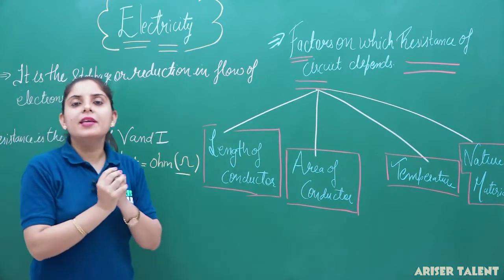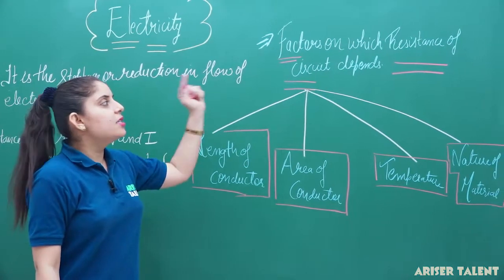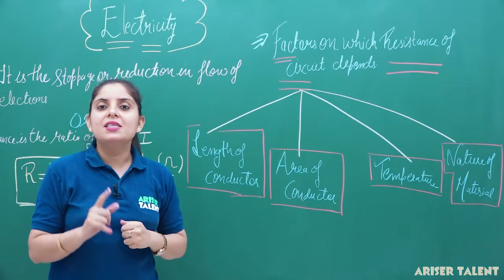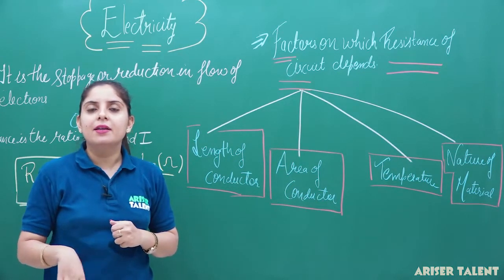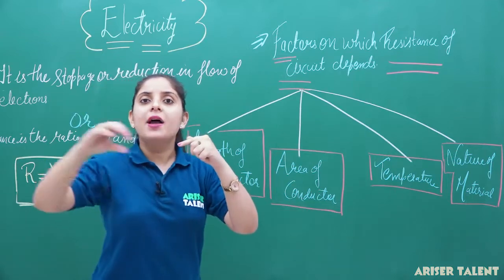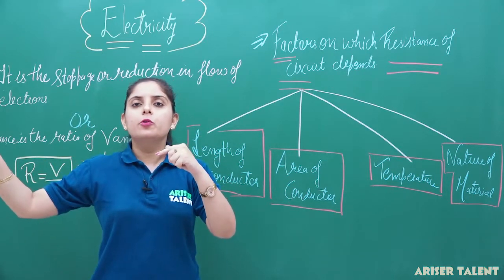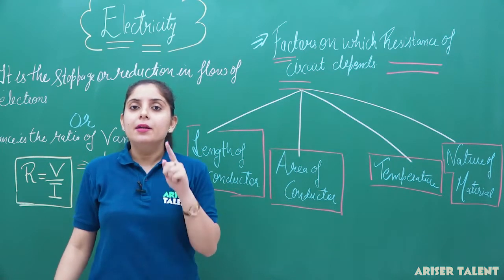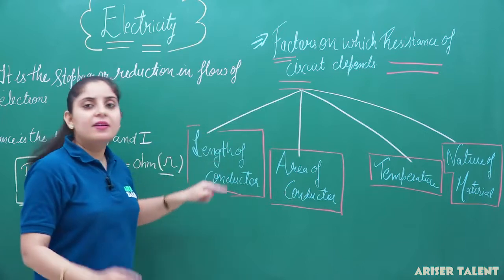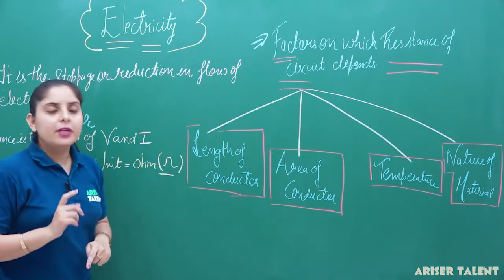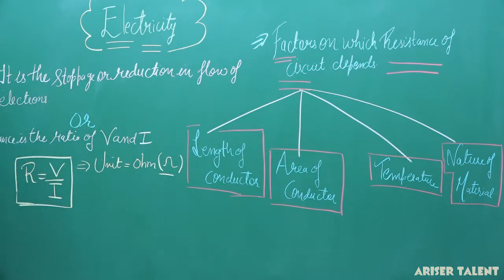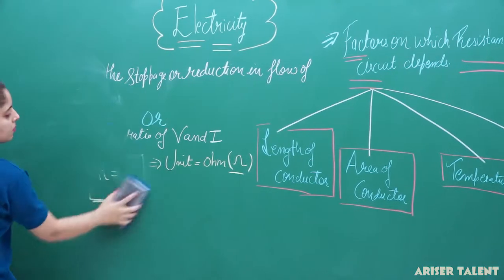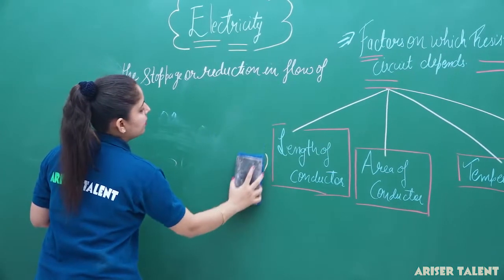If you are going to increase the length of a conductor, the resistance of any circuit will also increase, because resistance is directly proportional to length of the conductor. As long as the length of a wire is increased, the resistance will also increase. If you double the length of the wire, the resistance will automatically be doubled. It means these two factors are directly proportional to each other. So first factor we have is length of a conductor.